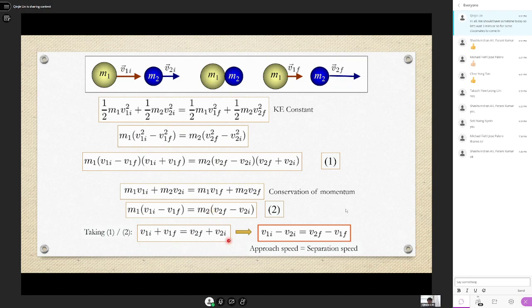Okay, so in the end, you are going to get this statement here, which if you rearrange it, you get V1I minus V2I equals V2F minus V1F. As you can see, V1I minus V2I is the approach speed, the relative speed at which they approach. In other words, it will be equal to the speed of separation. So the relative speed here will be equal to the relative speed here, but now they are separating. Makes a bit of sense, right?